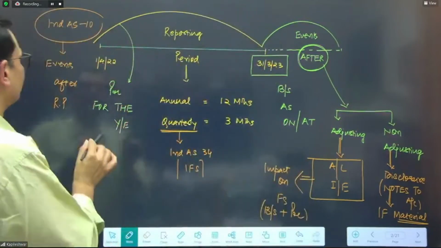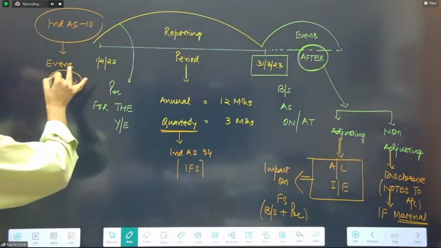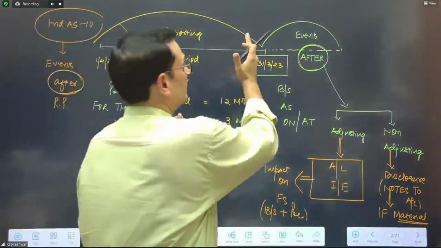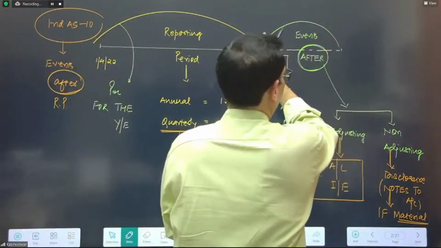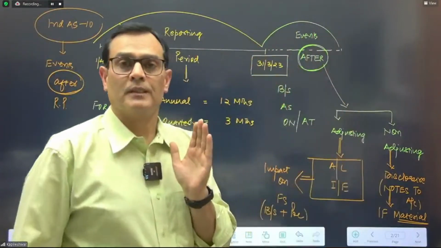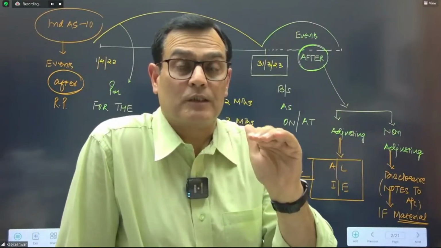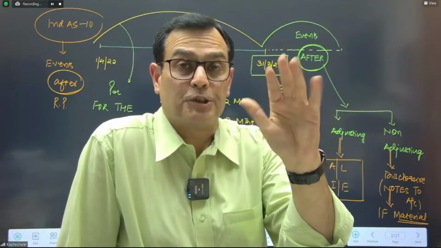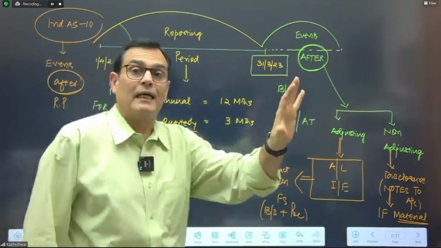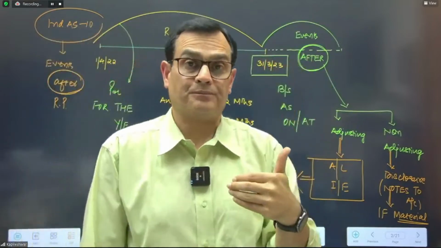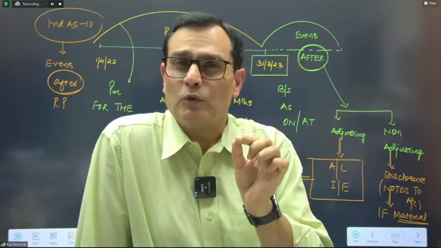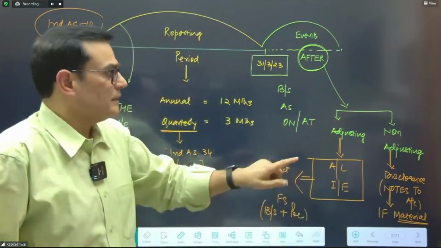And then we understood the focus is on the word "after" the reporting period. So we're looking at the events which are going to occur after the reporting period. We are yet to decide when an event is adjusting or when it is non-adjusting in nature. What are the parameters to decide? I'm yet to discuss.